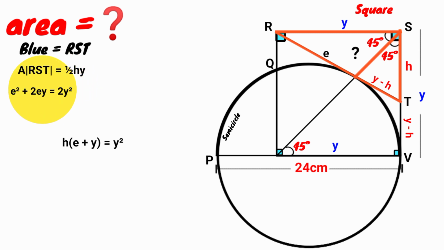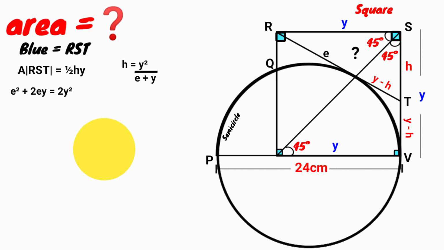So E squared plus 2EY equal to 2Y squared. Here H into bracket E plus Y equal to Y squared. We make H the subject of the formula by dividing through by E plus Y. Here E plus Y cancels E plus Y. So H equal to Y squared over E plus Y.